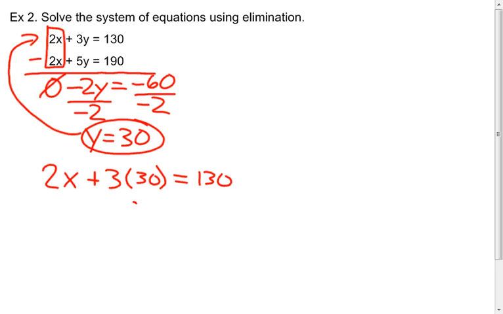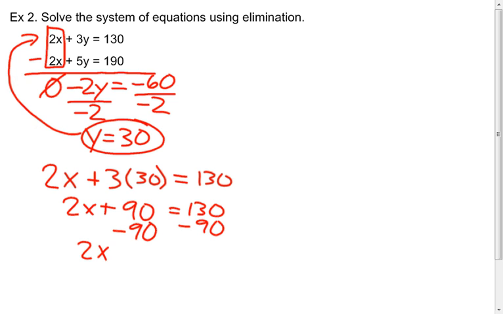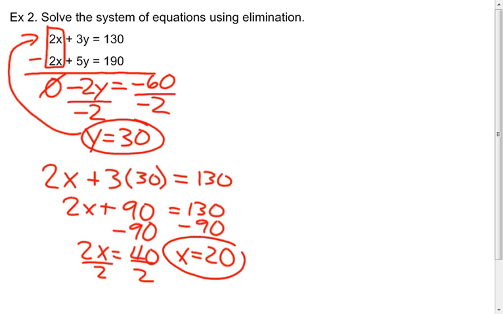Three times 30 is 90. Subtract 90 from both sides. Divide by 2. And I get x equals 20. So my ordered pair is 20, 30.